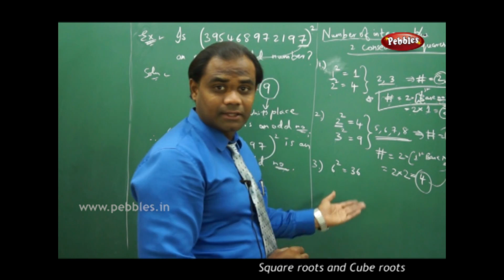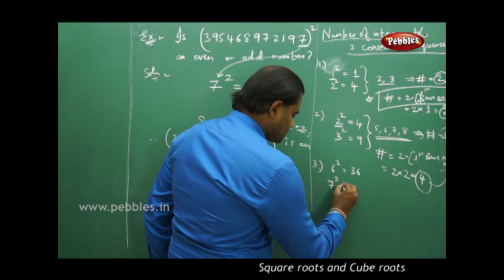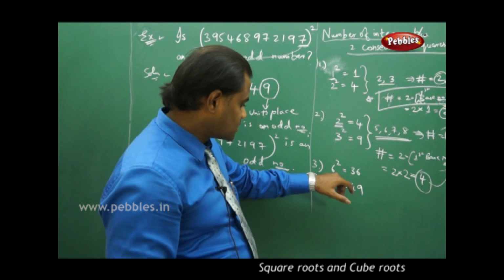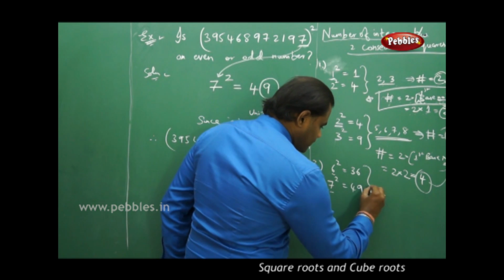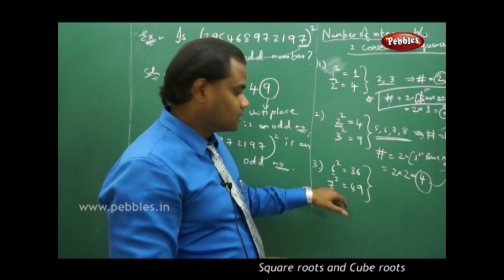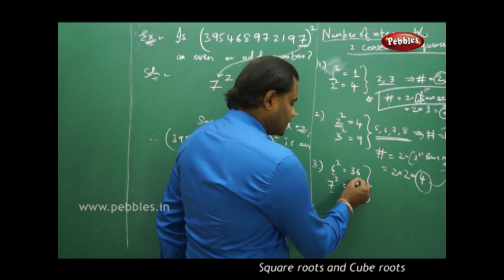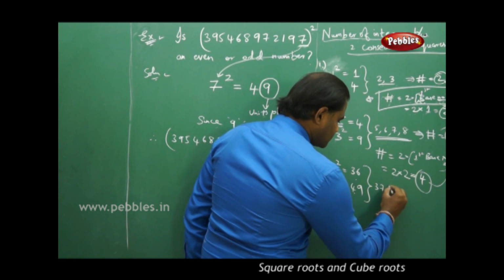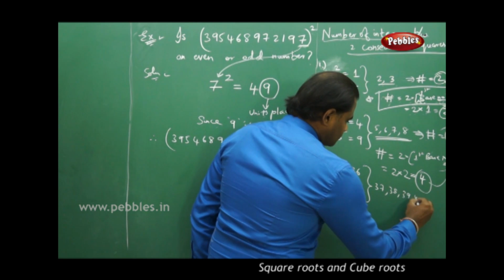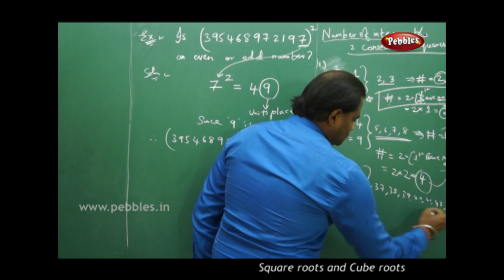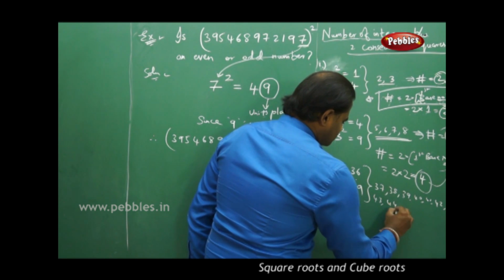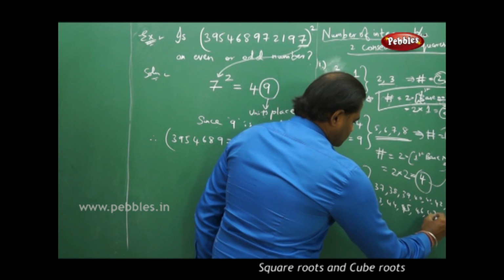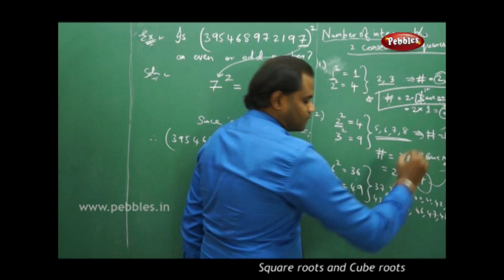Six square is 36 and 7 square is 49. So these are the consecutive squares where the first base number is 6. Let me verify this with the formula and then with counting of the numbers. The numbers lying between 36 and 49 are 37, 38, 39, 40, 41, 42, 43, 44, 45, 46, 47 and 48.